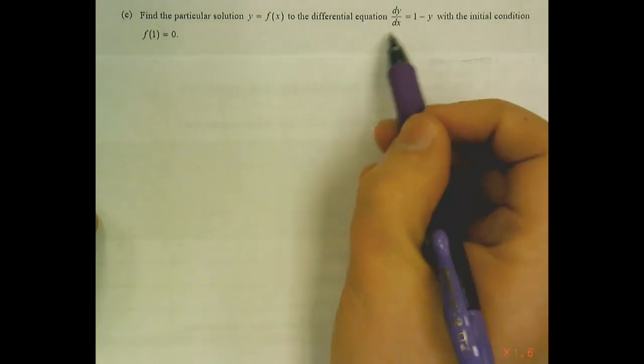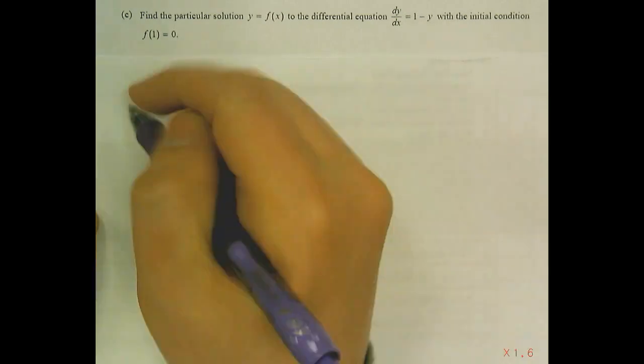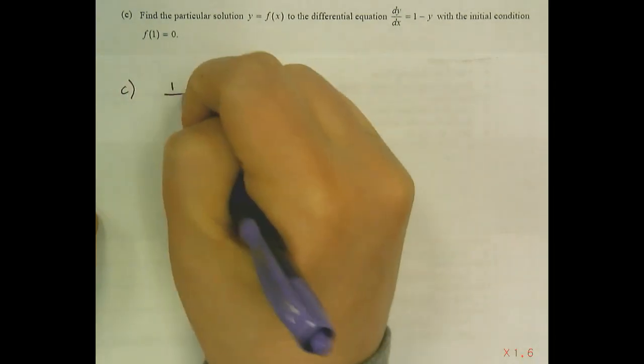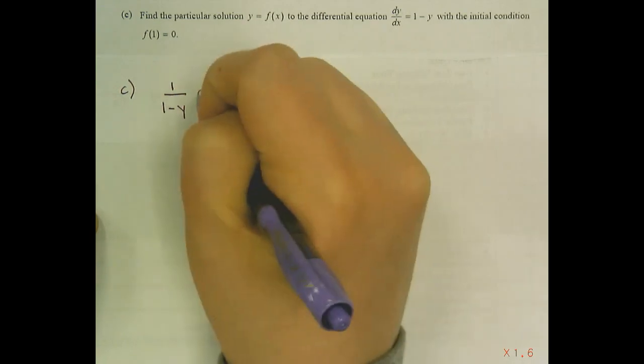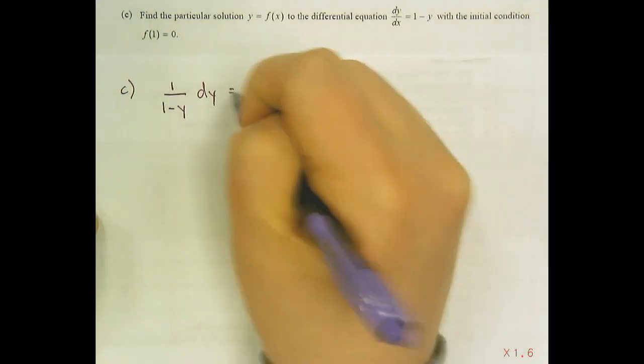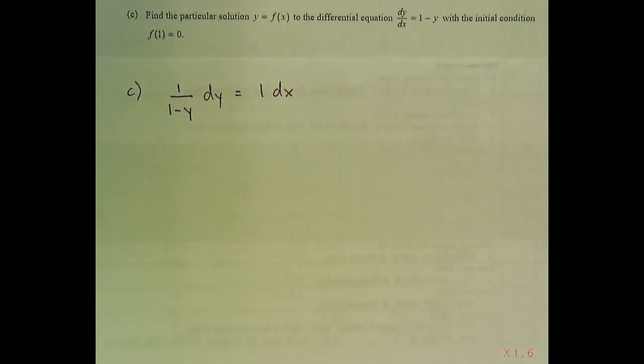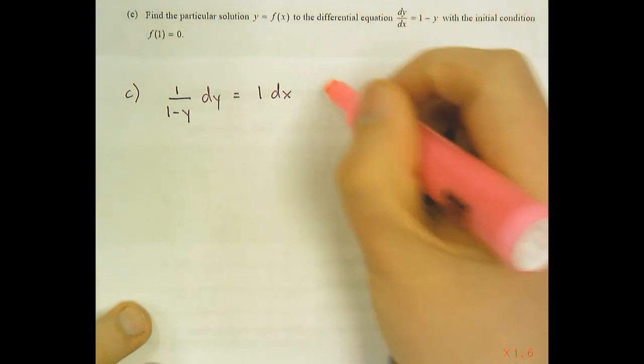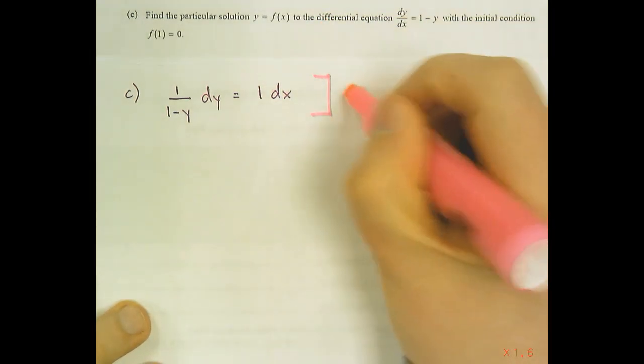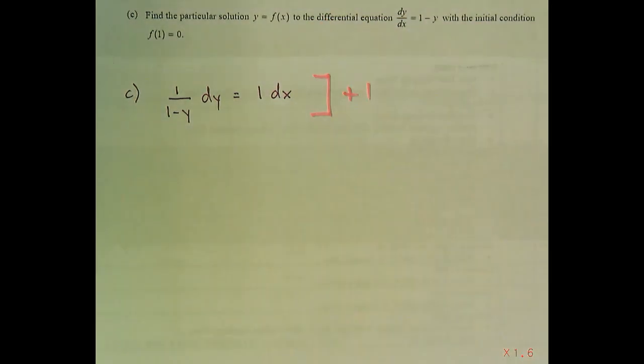All right, for this separable differential equation, we actually are able to separate the variables. So you can write the separation as 1 over 1 minus y dy equals 1 dx. So that is the separation of variables. That 1 minus y travels together. Plus 1 for separation of variables.